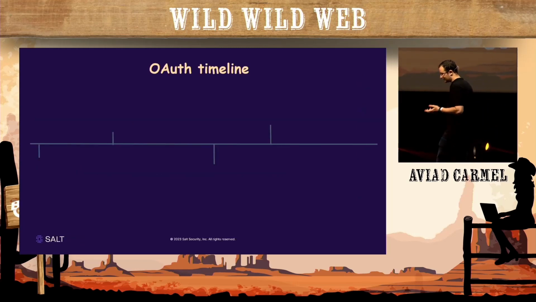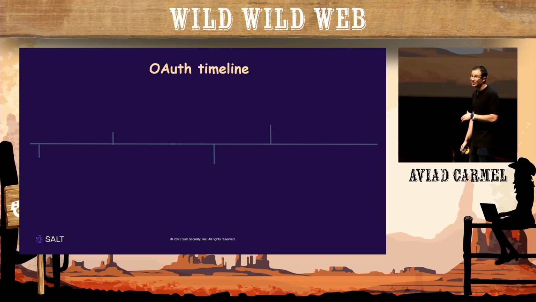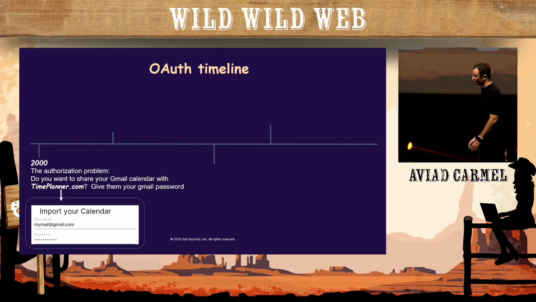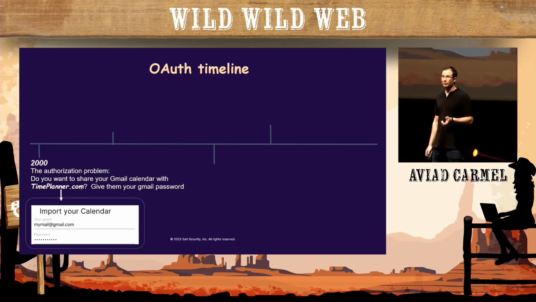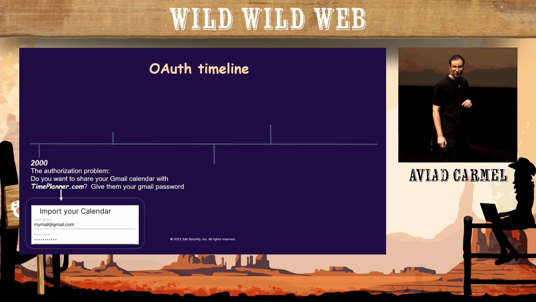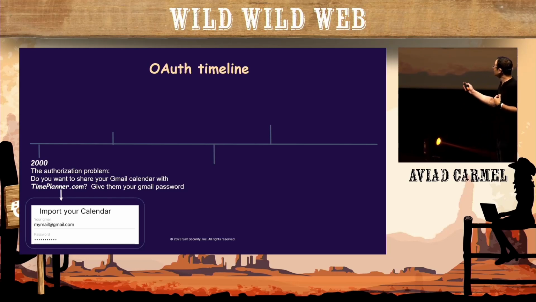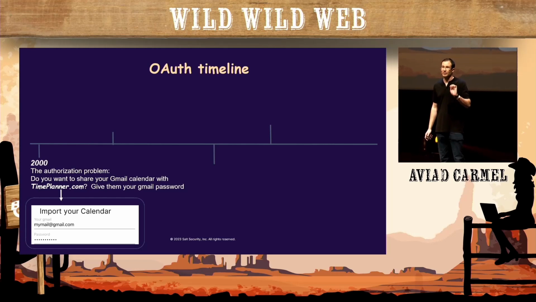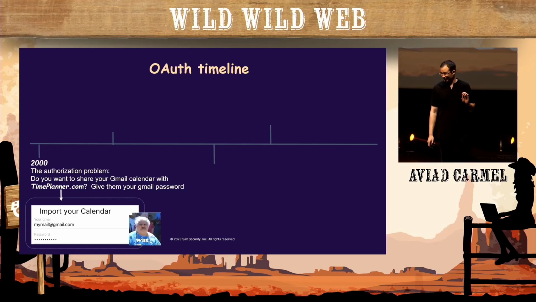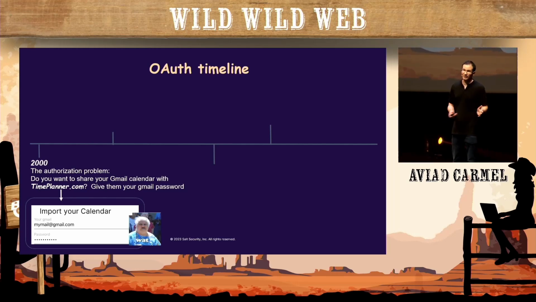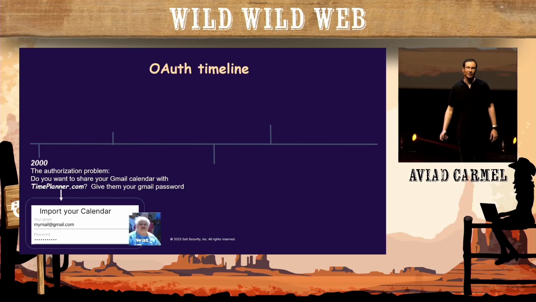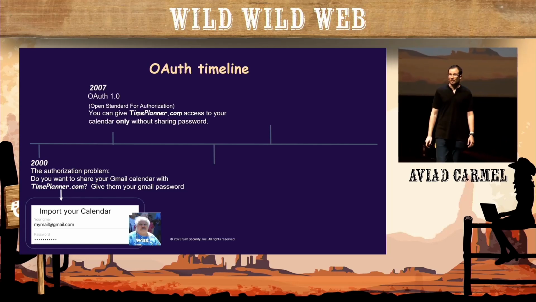So, what is OAuth? I want to take you back 20 years ago. Suppose there is a site, timeplanner.com, and you want to give access to your Gmail calendar to timeplanner.com. Now, 20 years ago, you had to give them your Gmail password. Yes, it's messed up. You had to give them your Gmail password, and they could access your Gmail calendar, but theoretically, they could also access your emails and write emails on your behalf. So it's really insane, and that's what OAuth solves.